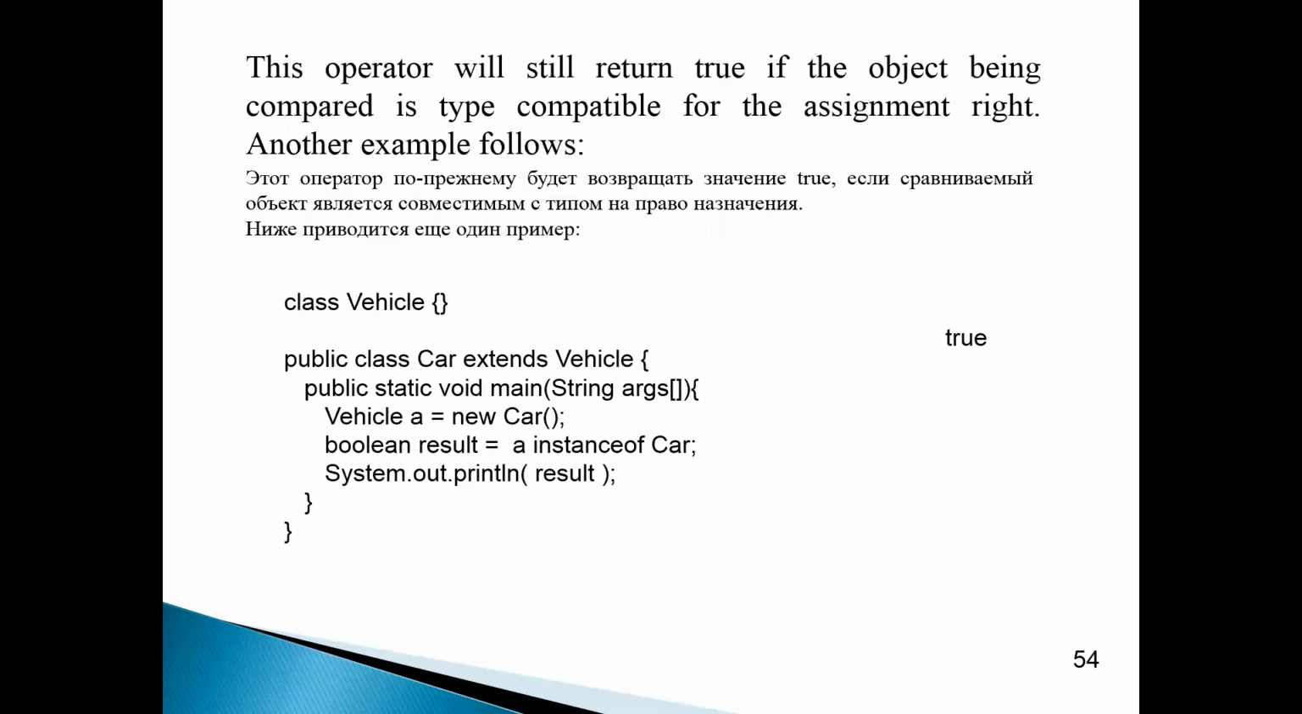Okay, the operator will still return true if the object being compared is type compatible with the assignment type. Another example follows. You can see programming code on the left, and on the right you can see its result. The result is true.